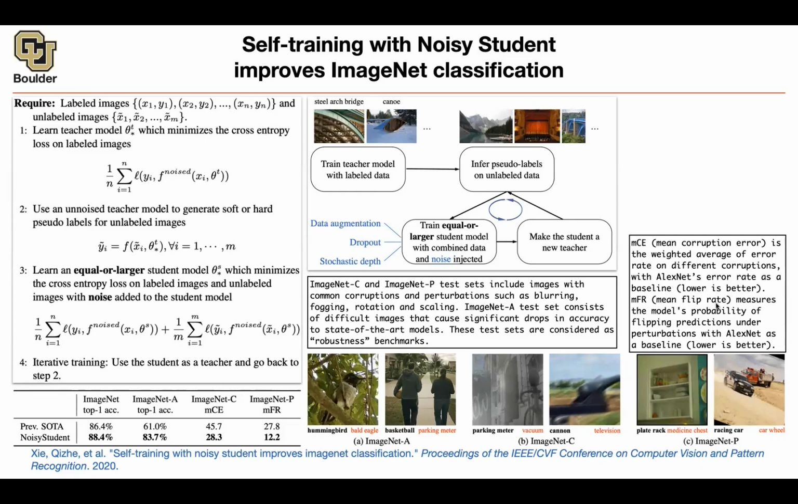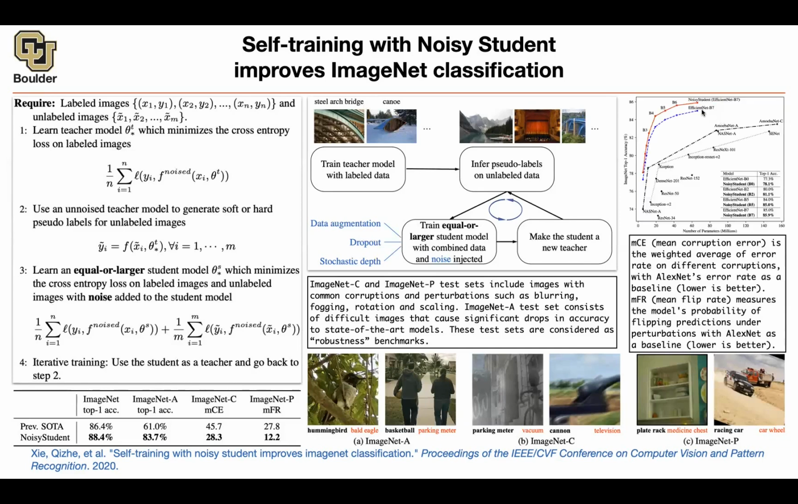For mean flip rate, you're going to show these images to your model or any other model, and that model is going to flip the predictions, like what it is doing here. Plate rack is flipped into medicine chest. You're going to count the number of times that those predictions are flipping, and then you're going to compare it to a baseline, what AlexNet is doing, for instance. And then again, you want fewer of these flips to happen, therefore lower is going to be better. EfficientNet B7 is one of the best classifiers these days. You can compare the number of parameters and the top one accuracy, and Noisy Student is beating that, especially if you give the model enough capacity, make it a little bit bigger, it's going to be the state of the art.